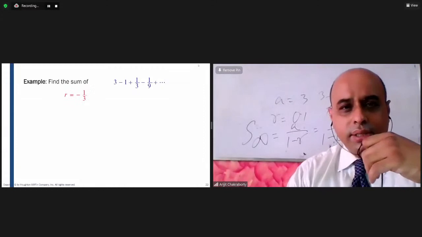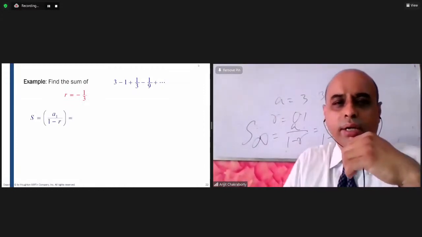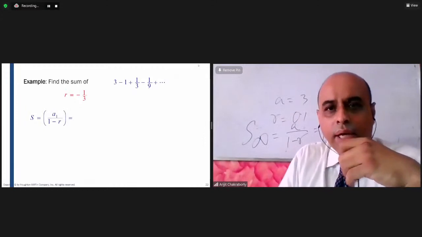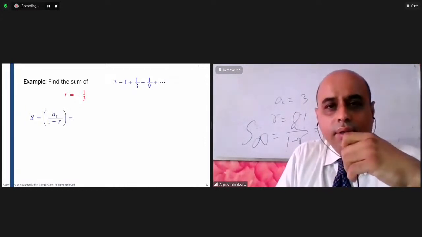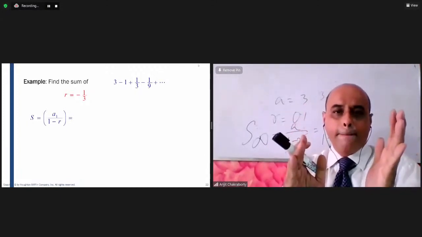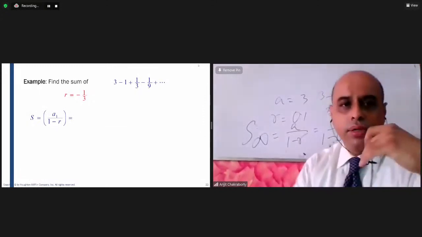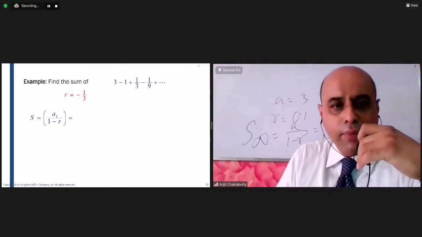The next one is here: 3 minus 1 plus 1 by 3 minus 1 by 9, and so on. We have to find the sum. So looking at it, it is a series, of course, because the minus and plus signs are already included. So we have to find the sum. The problem clearly mentions this.